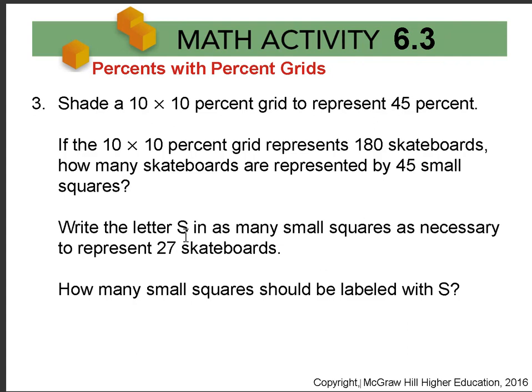Then we ask you to write an S in as many small squares as necessary to represent 27 skateboards. Once you figure out the first part, the second part should be straightforward. And then how many small squares did you label?